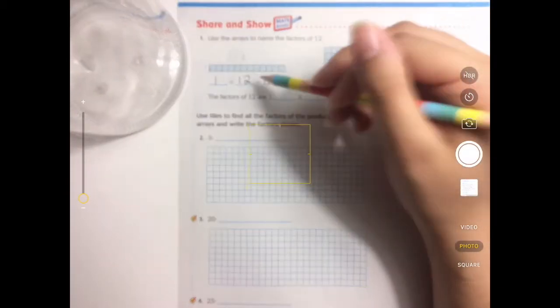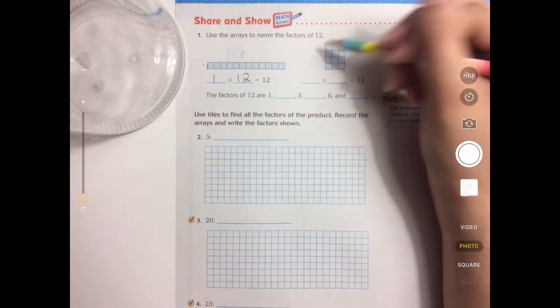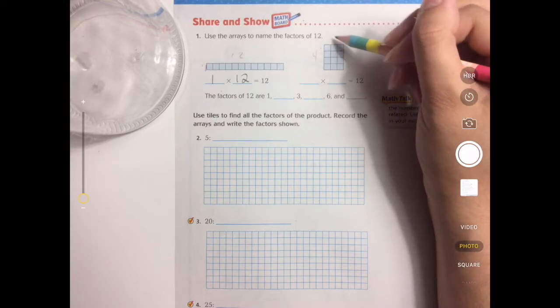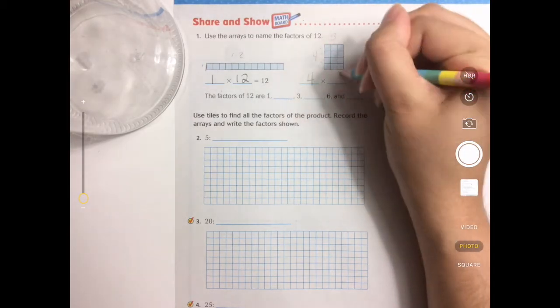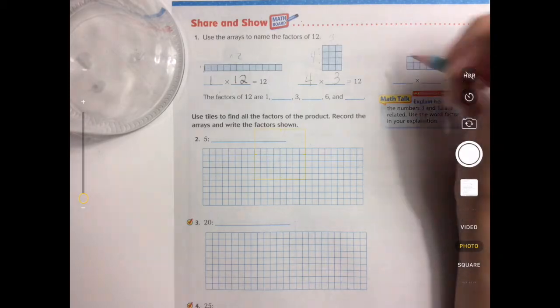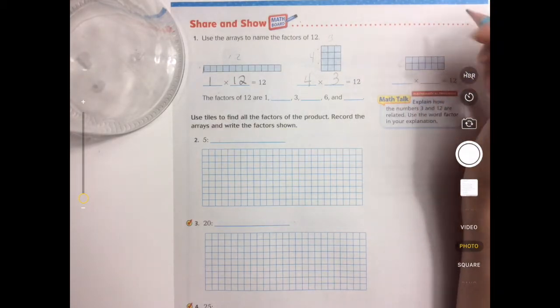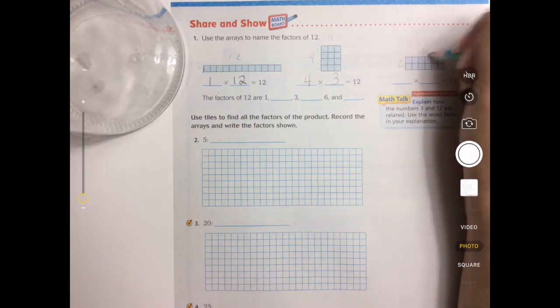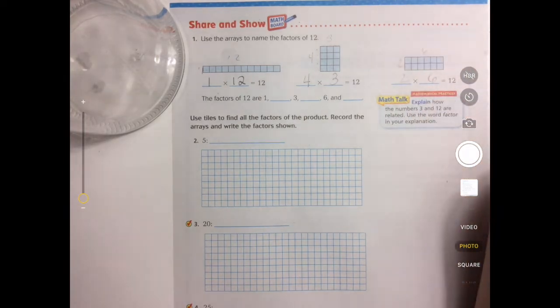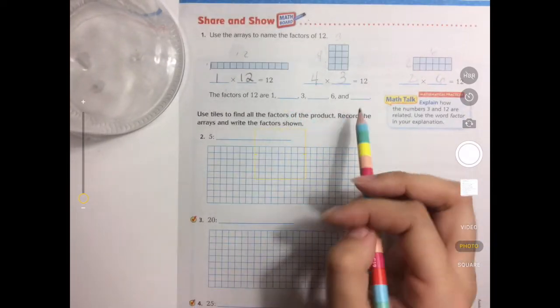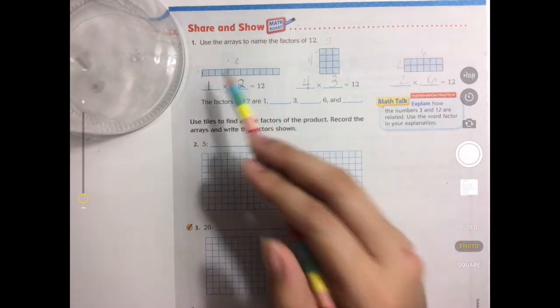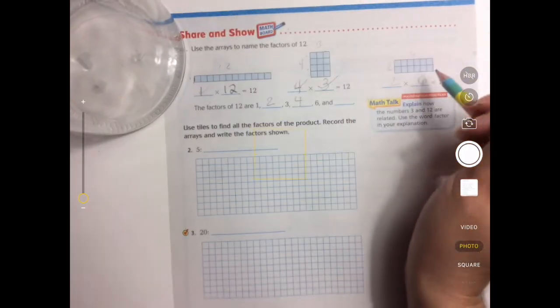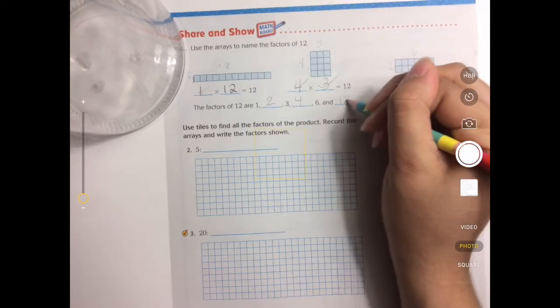Now let's look at this array. We see that we are doing factors of 12. So we have 1, 2, 3, 4 rows of 1, 2, 3. So that gives us 4 times 3, and that does equal 12. How about here? We have 1, 2 rows of 1, 2, 3, 4, 5, 6. So 2 times 6, and that does give us 12. Now, let's list the different factors in a list. Let's do it in order. We got 1. Now let's do 2. Then we got 3. Next would be 4. We got 6. And last would be 12.